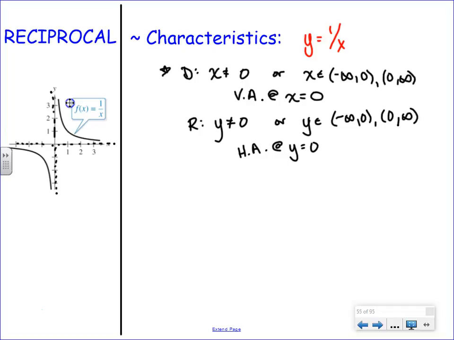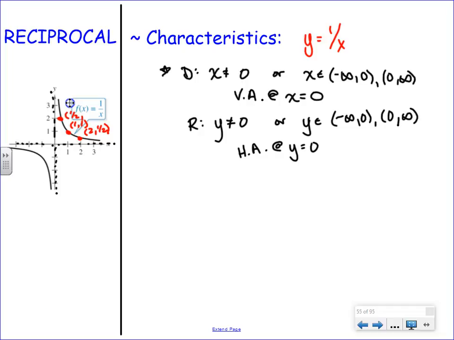Okay, coming back. So what's the point that we can put? Do you guys see it? 1, 1. Also 2, 1 half. 3, 1 third. What would be a point on the other side? 1 half would go where? To 2. Why would 1 half go to 2? Plug it in.